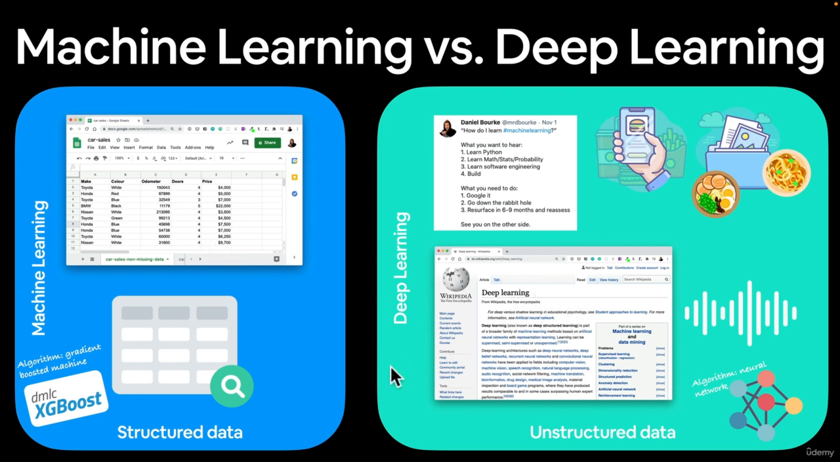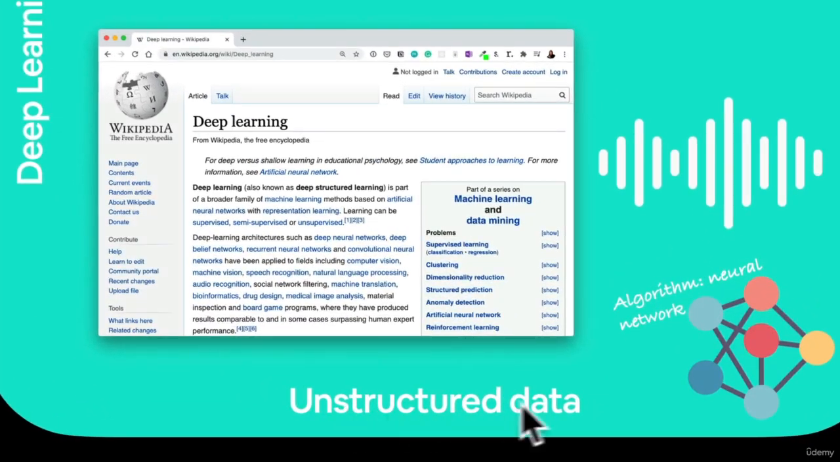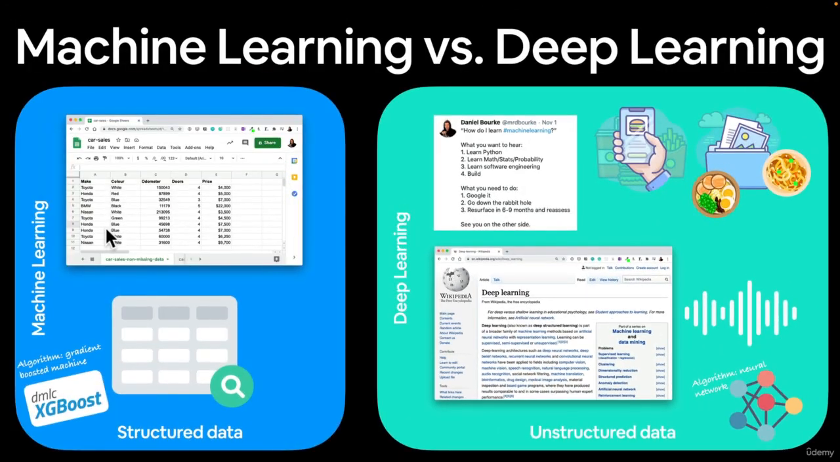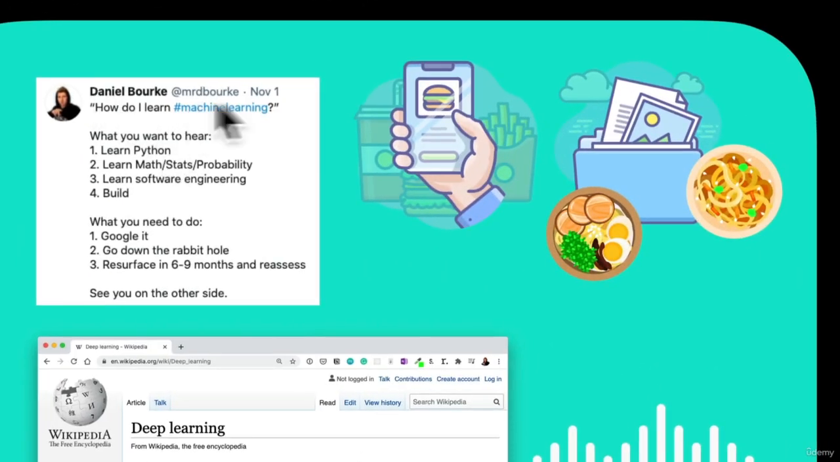But deep learning is typically better for unstructured data. And what I mean by that is data that's kind of all over the place. It's not in your nice standardized rows and columns. So say you had natural language, such as this tweet by this person whose name is quite similar to mine and has the same Twitter account as me. Oh, maybe I wrote that. How do I learn machine learning? What you need to hear: learn Python, learn math, stats, probability, software engineering, build. What you need to do: Google it, go down the rabbit hole, resurface in 6 to 9 months and reassess.